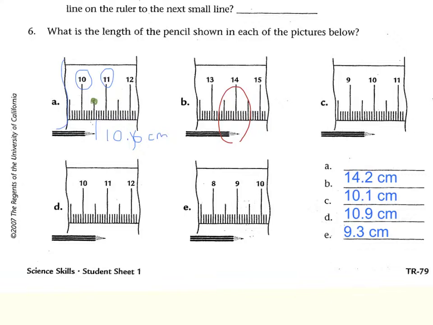For C, I measured it as just over 10 centimeters. I said 10.1. Again, if your answer is close to that, you're okay. For D, the answer is very close to 11 centimeters. I said 10.9. And for E, it's less than 9.5, so I put the answer as 9.3 centimeters.